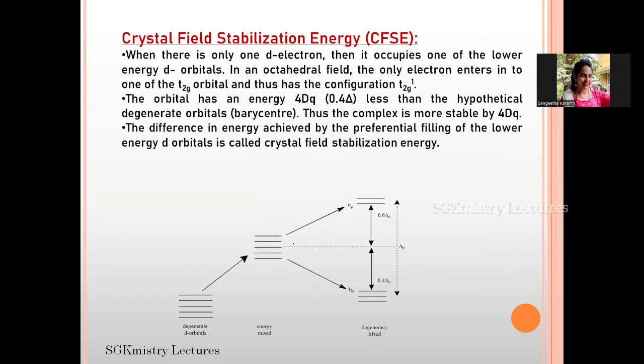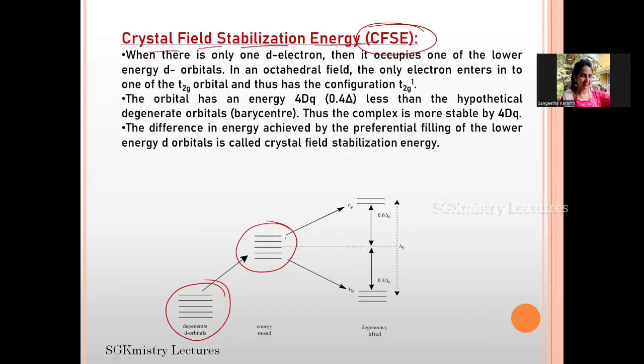Now, when I'm talking about the splitting of d orbitals and the electrons that are entering into the d orbitals, we should understand something called CFSE, that is, crystal field stabilization energy. How to calculate that? Let us consider the octahedral splitting. First there are degenerate d orbitals, in the case of the spherical field.